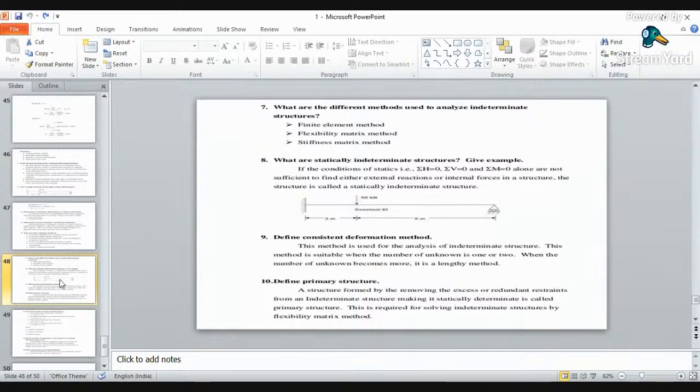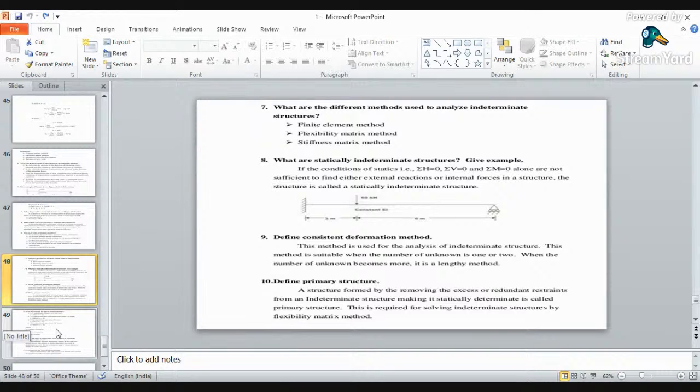So what are the various methods? Finite element method is there, FEA is there, then flexibility matrix method is there, and there is a stiffness matrix method. Stiffness matrix method is nothing but your matrix method. Then what are the statically indeterminate structures? Statically indeterminate structure we have seen already. Okay.